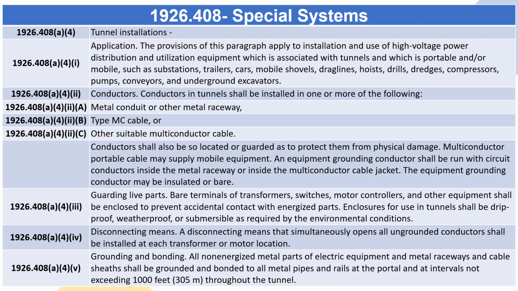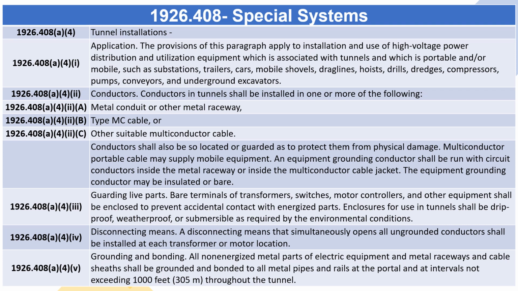1926.408, A4, 3, Guarding live parts. Bare terminals of transformers, switches, motor controllers, and other equipment shall be enclosed to prevent accidental contact with energized parts. Enclosures for use in tunnels shall be drip-proof, weatherproof, or submersible as required by the environmental conditions. 1926.408, A4, 4, Disconnecting means. A disconnecting means that simultaneously opens all ungrounded conductors shall be installed at each transformer or motor location.